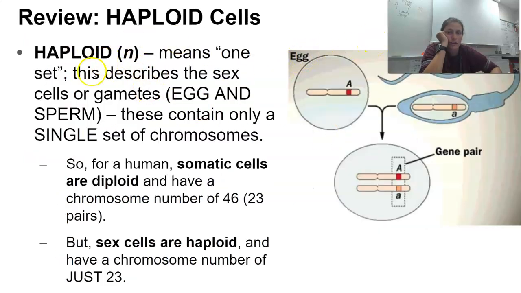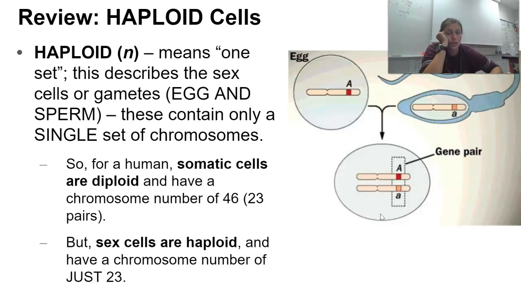So haploid cells, reminding you, these are sex cells. This is an egg in a female and a sperm. Now they are only one of the chromosomes. So here was our pair. This is a diploid, and we got that from taking this haploid and putting them together.